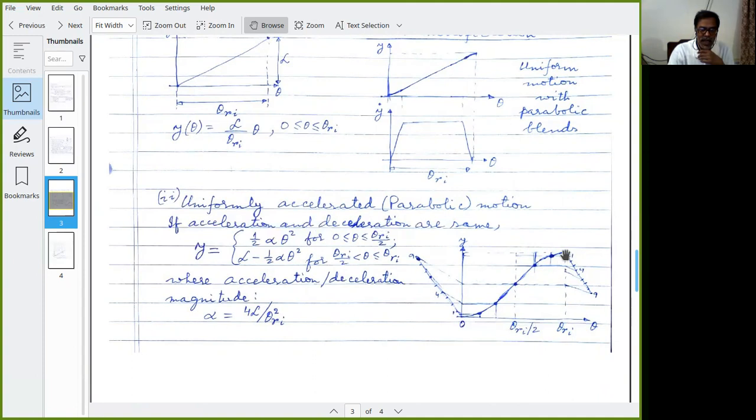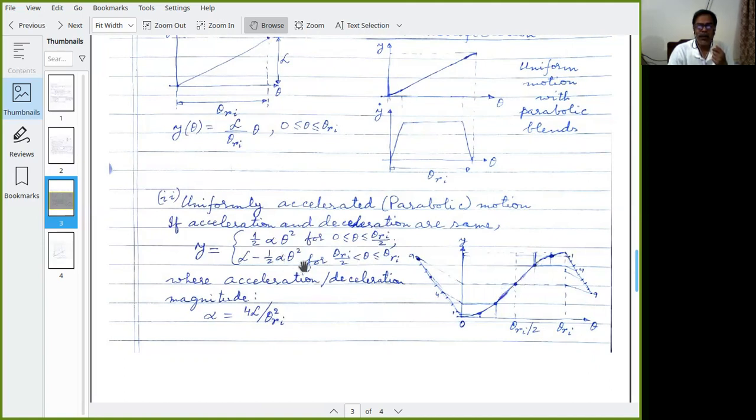Now, if the acceleration and deceleration are the same, then out of this complete lift L, half of it, L by 2, you would cover in theta ri by 2 interval of cam motion, during which the accelerated motion would be half alpha theta square. Alpha is the corresponding second derivative of y with respect to theta. That will be for the half interval, and for the rest of the half interval, it is L minus half alpha theta square. That is this.